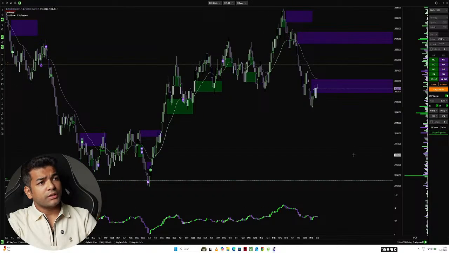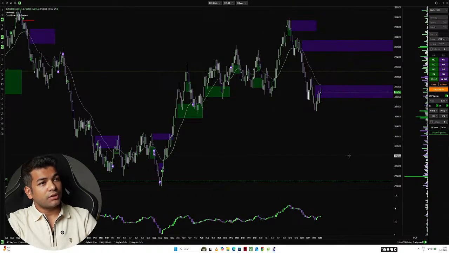Okay, another thing is, this is a 40 range chart. This is not a 1 minute chart. So the price will stay the same, the areas will stay the same. The only thing is that the candles will not be similar to a 1 minute chart.